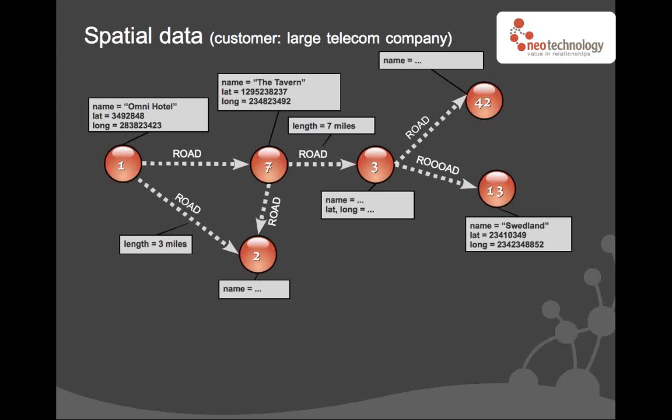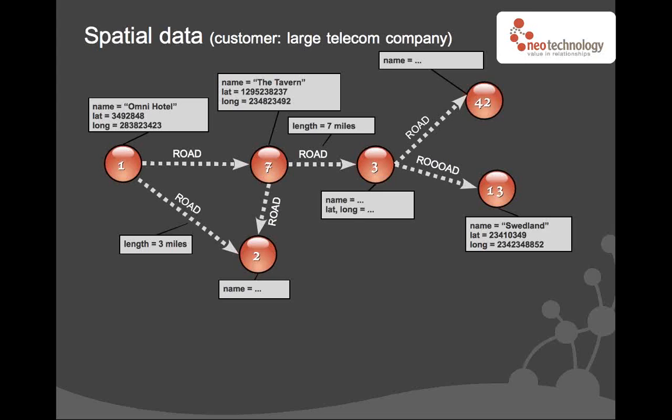You have relationships that represent the roads between these. And then you can say simply, how do I get from Omni Hotel to some other place, right? And then it's basic graph algorithms to find the shortest path between the point where you are right now and the point where you want to go. Lends itself very well to graphs.